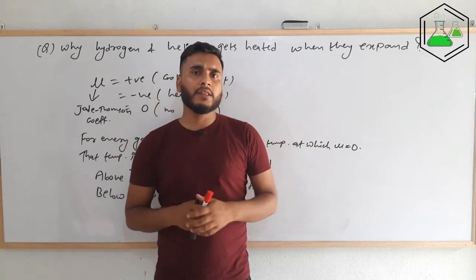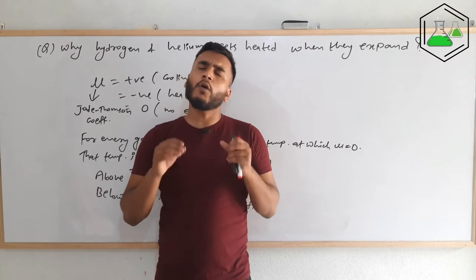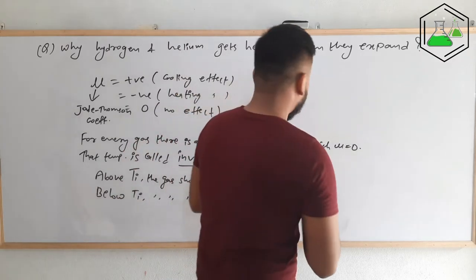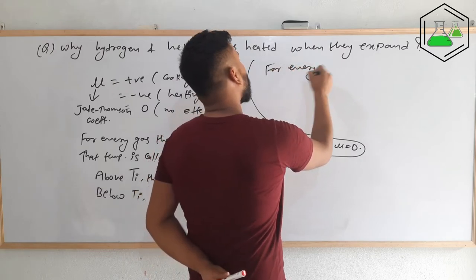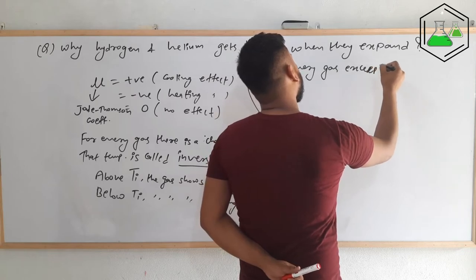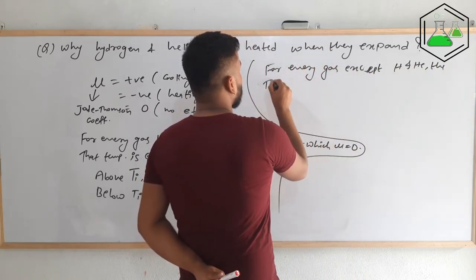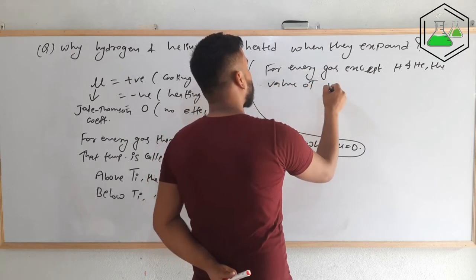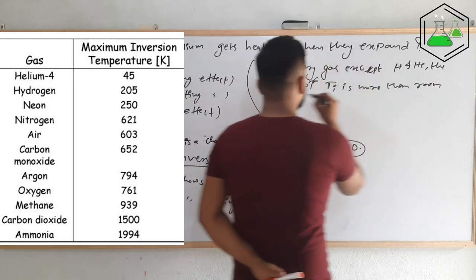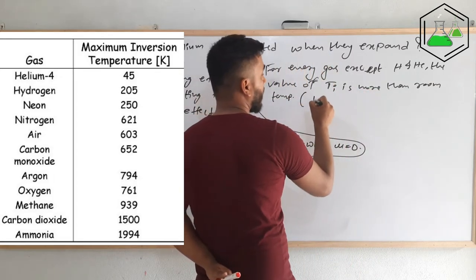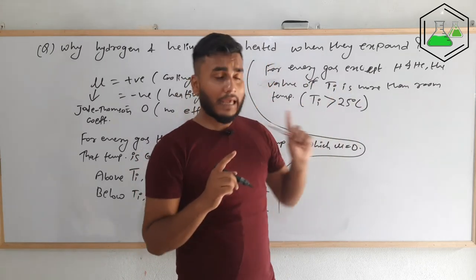If it is above the inversion temperature, it will always show a heating effect. But if it is below the temperature of inversion, it will always show the cooling effect. Now, for every gas other than hydrogen and helium, the value of TI is more than room temperature, meaning 25 degrees Celsius. That is, TI is more than 25 degrees Celsius in the case of all the real gases except hydrogen and helium.